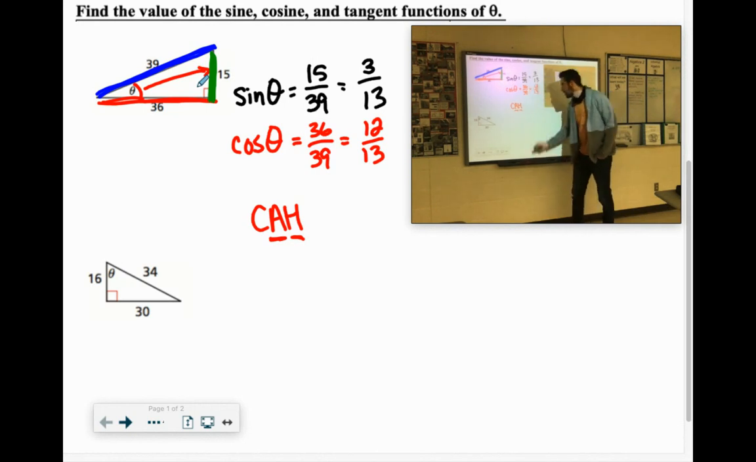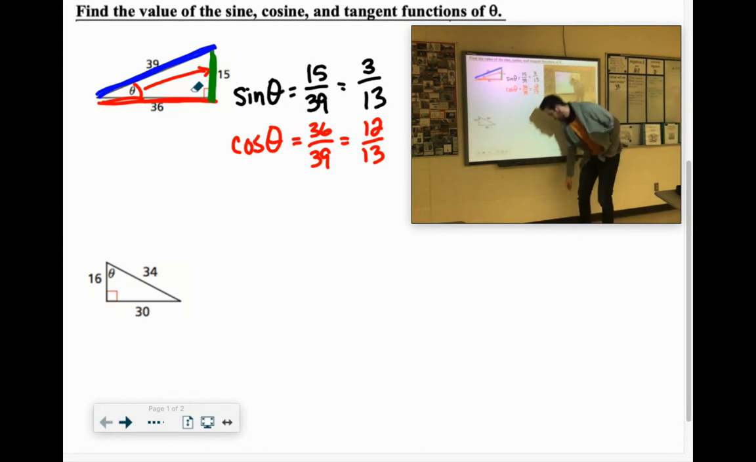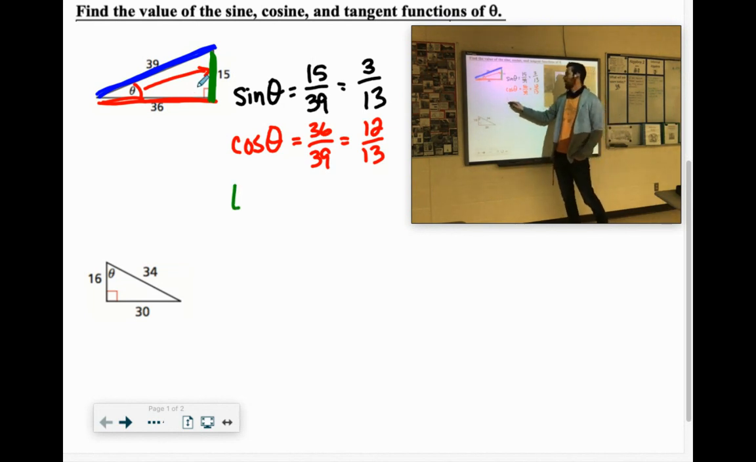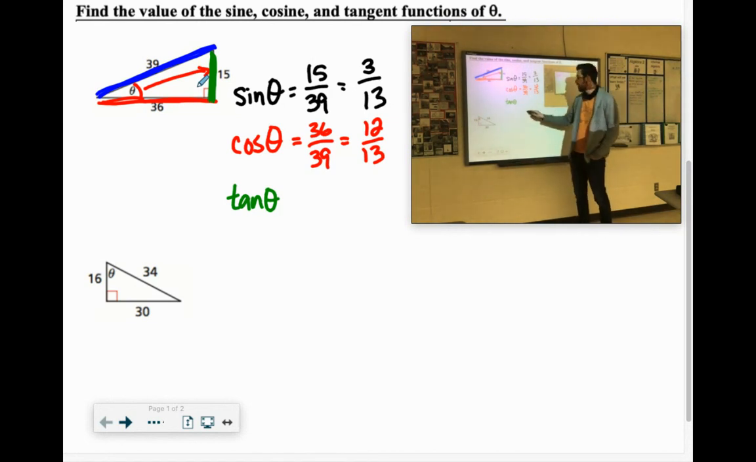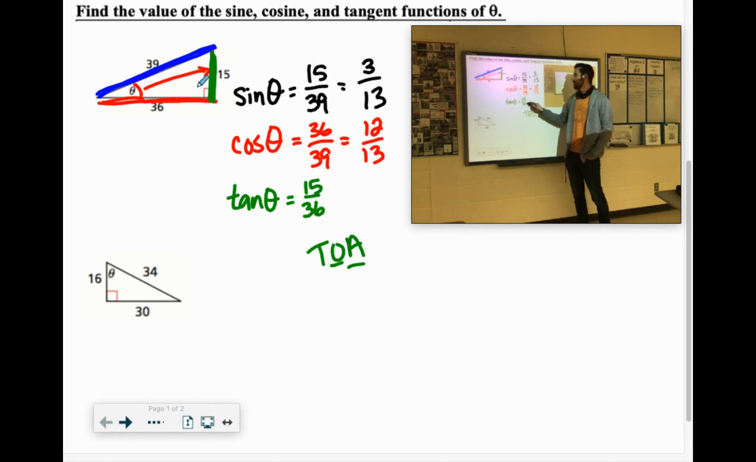And the last one, tangent. Let me just throw this eraser on the floor. The TOA in SOHCAHTOA is the opposite side over the adjacent side. The opposite side was 15. The adjacent side was 36. Both have factors of 3, so it becomes 5/12.